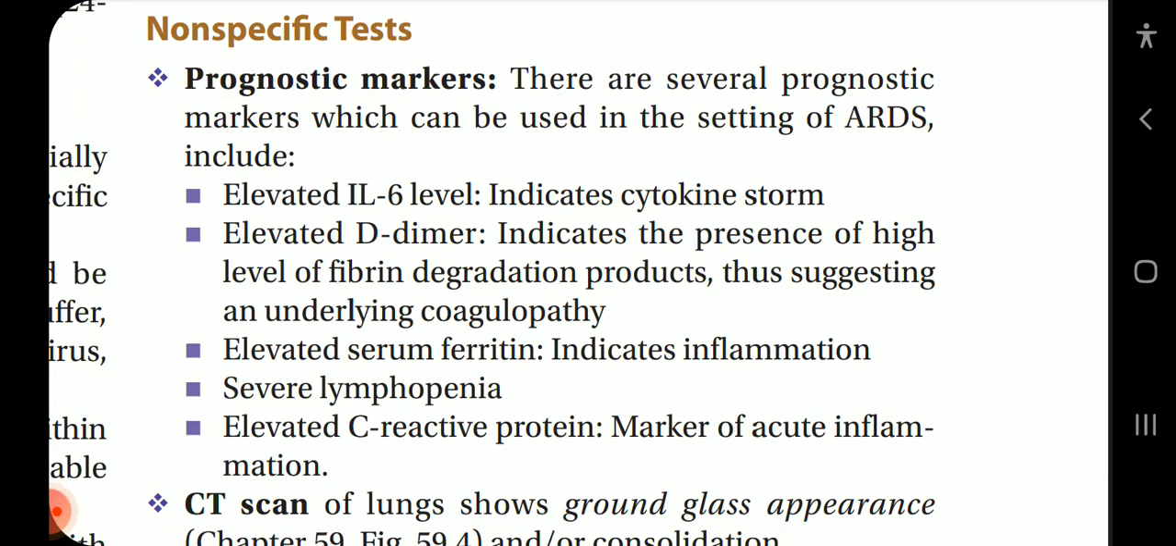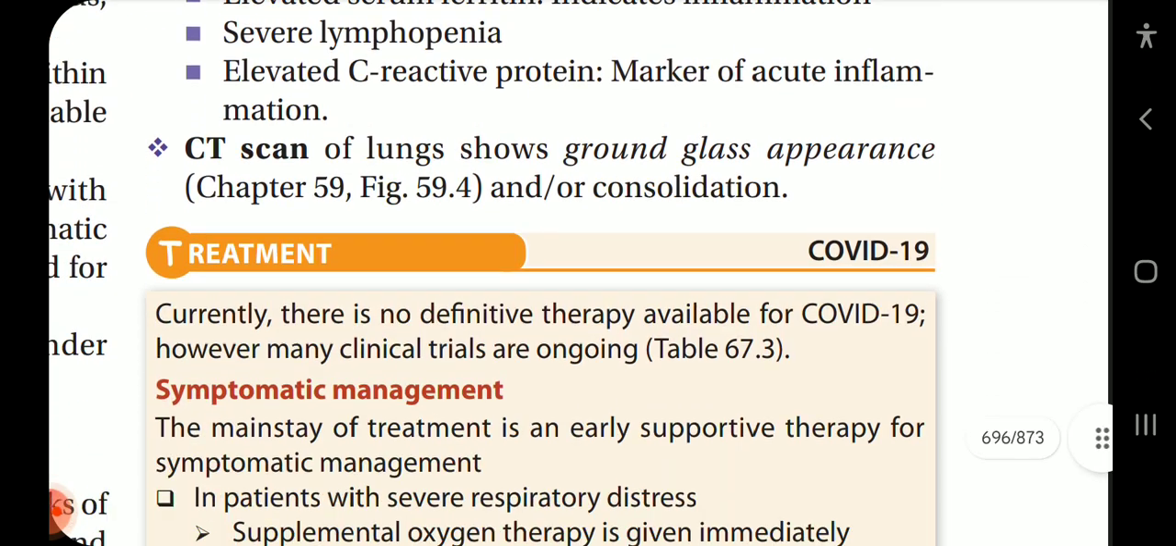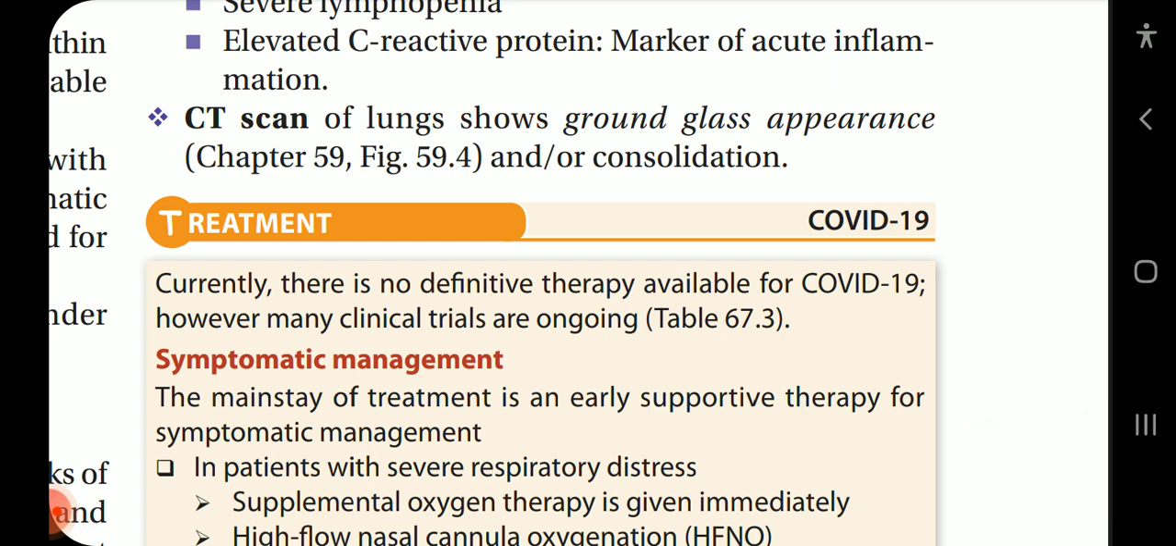Non-specific tests, prognostic markers. There are several prognostic markers which can be used in the setting of ARDS. Elevated interleukin 6 levels indicate cytokine storm. Elevated D-dimer indicates the presence of high levels of fibrin degradation products, thus suggesting an underlying coagulopathy. Elevated serum ferritin indicates inflammation, and severe lymphopenia. Elevated C-reactive protein is a marker of acute inflammation. CT scan of the lung shows ground glass appearance and/or consolidation.